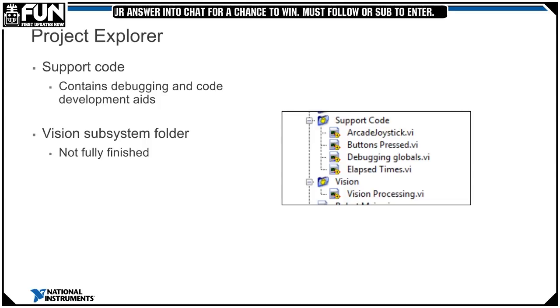And then again, your vision folder only has that vision processing VI. We talked about this back in episode 2. This is where you're going to add any custom vision processing code that you want to do. It still goes in the same place in that vision processing VI. You do have to edit that VI if you want to do any vision processing. We don't give you any code there.